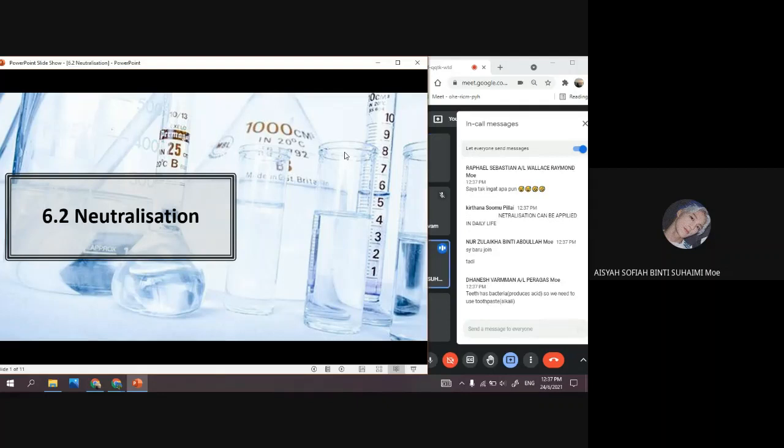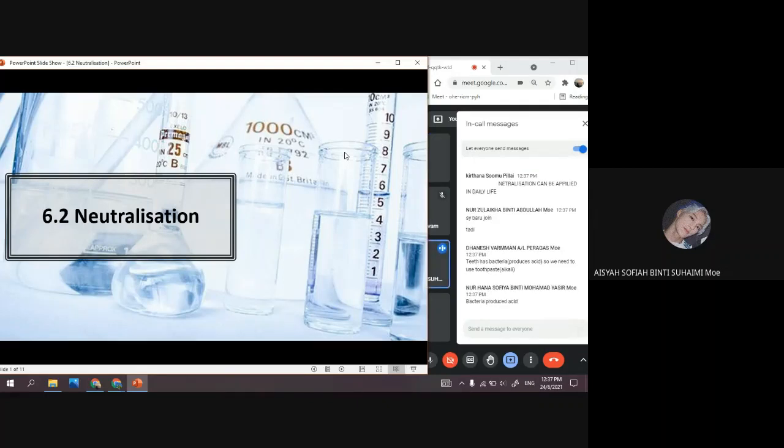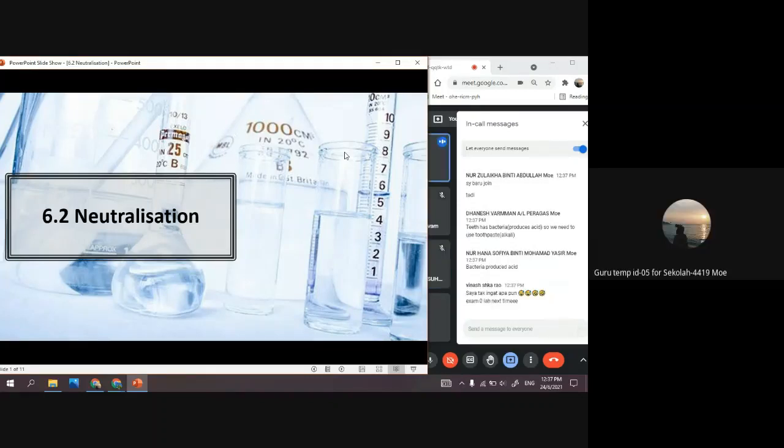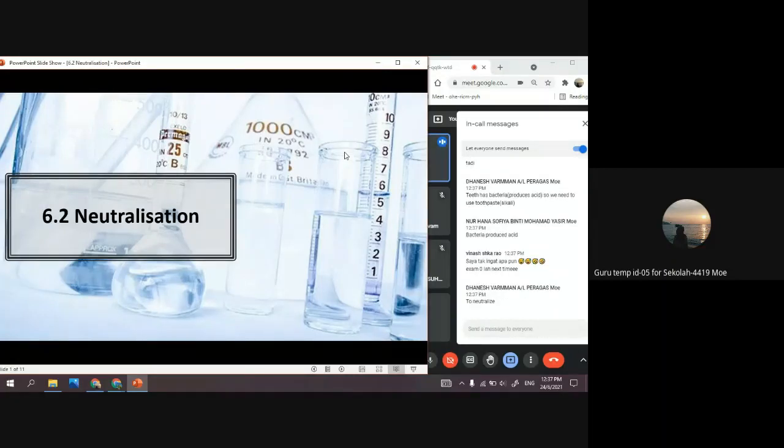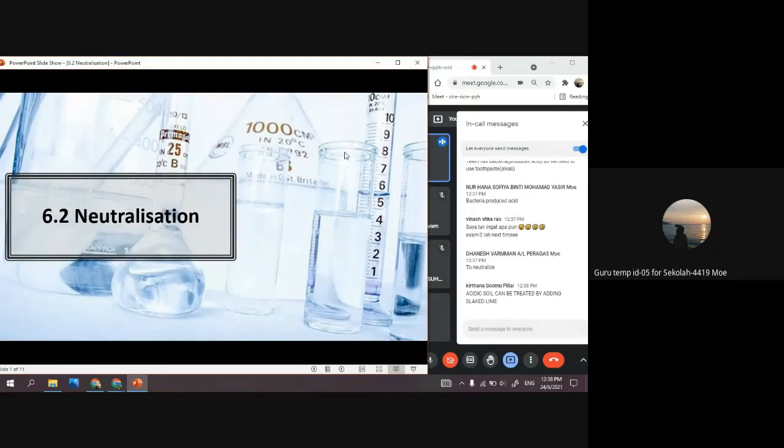Teacher, in the conical flask, if it becomes colorless, it's already neutralization. Okay, correct. Danesh said that the mouth has bacteria which produces acid, so we need to use toothpaste, which is alkali, to neutralize. Okay, correct. Bacteria produce acid. Alright, what else? Applications: no one has mentioned others, Danesh mentioned one. What other applications?